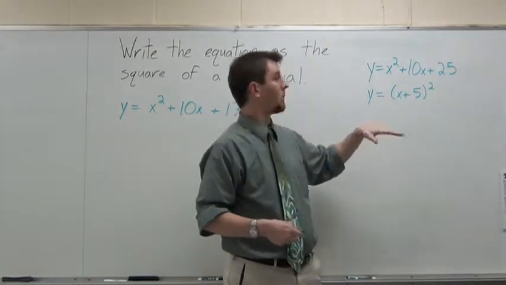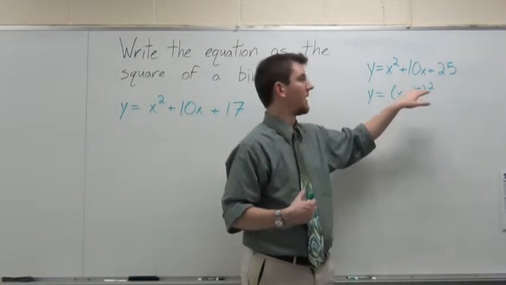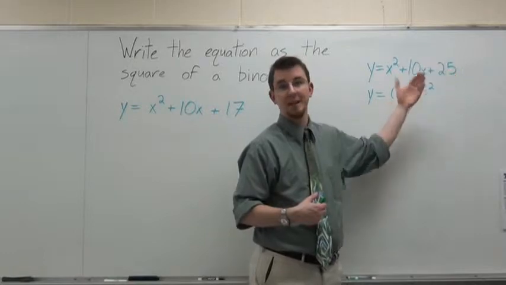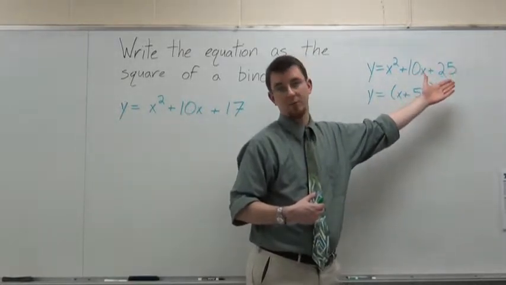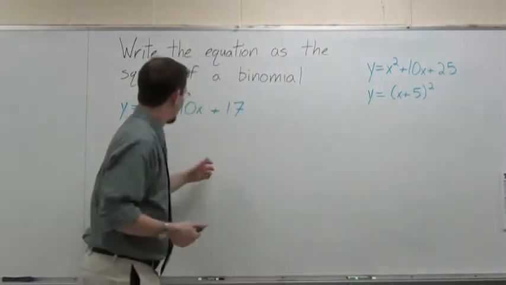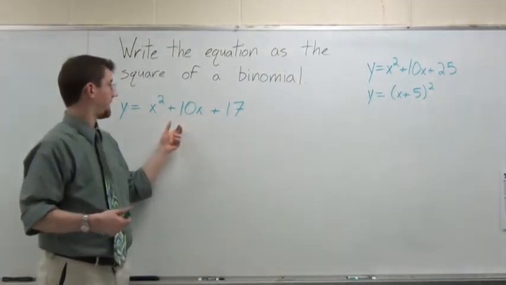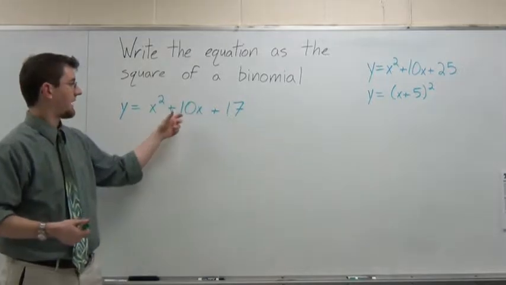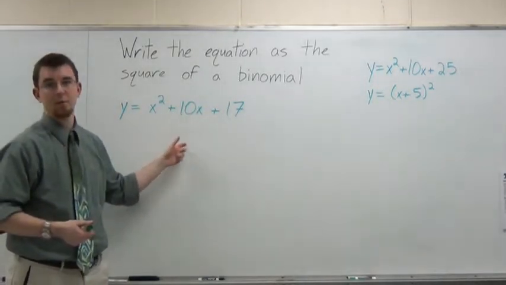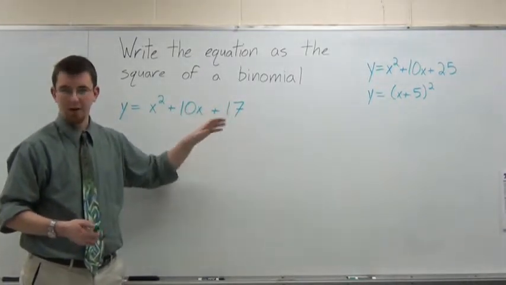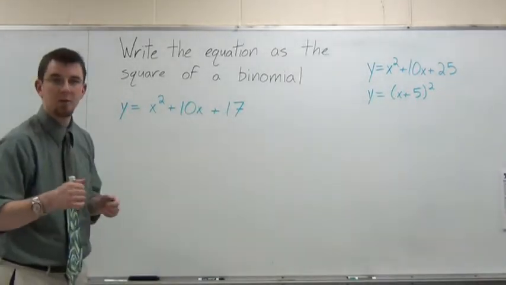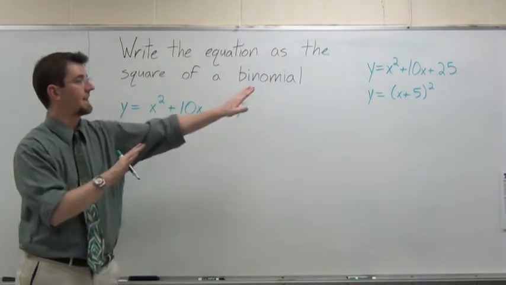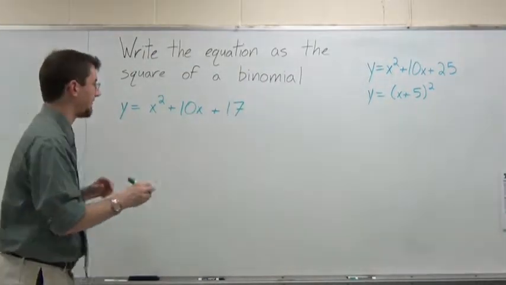Now, not every equation works out to where, when you take the middle term, divide the coefficient by 2 and square it, you already have that number of 25 in this case. In this case, it doesn't work. If you have y equals x squared plus 10x plus 17, you take the coefficient 10 divided by 2 and square it, it doesn't work. So we're going to see how we can rearrange some of these things in order to get it to where we have a binomial that's squared.